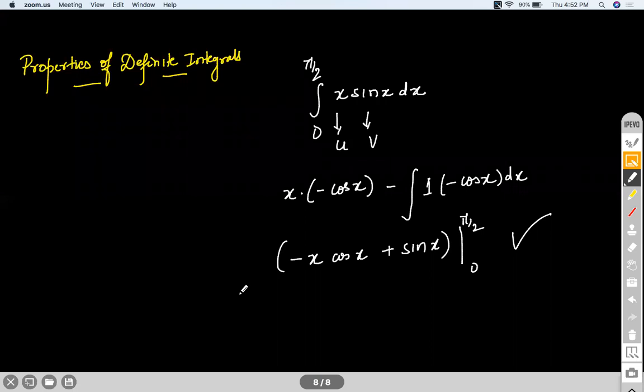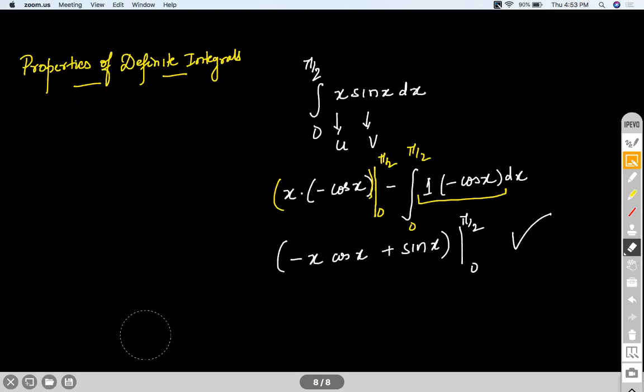Are you getting it? If you want to put the limit of integration, you have to put the limit of integration on the whole result over here. You have to put the limit of integration on the whole integral of this. You can't put it inside partially. What I suggest is do it after completing the integration by parts. Is that clear?